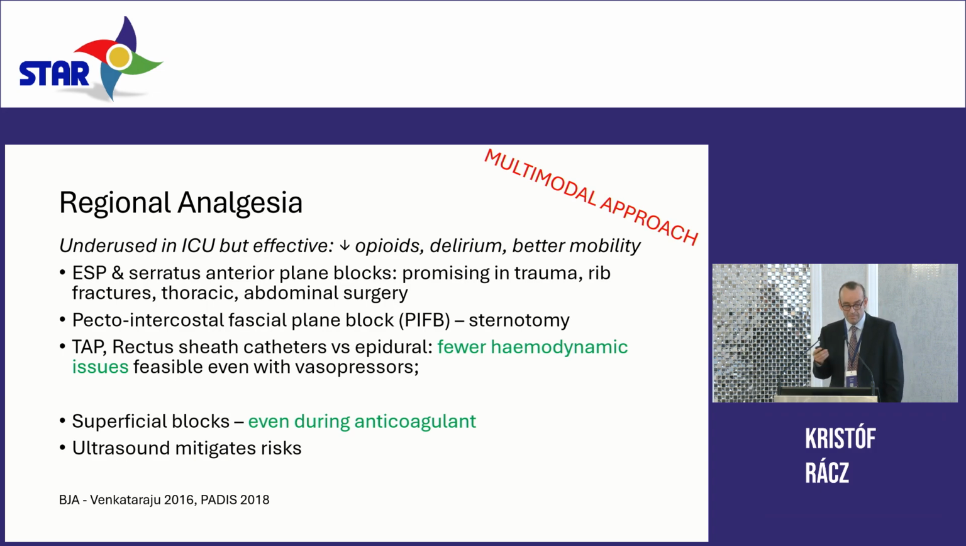Transversus abdominis plane block, rectus sheath block, we can use catheters there, and actually compared to epidural catheters, we have much fewer hemodynamic issues. So we can use it in vasopressor patients and also in anticoagulated patients, because these are mostly superficial blocks, so especially with ultrasound, they are really not high risk.